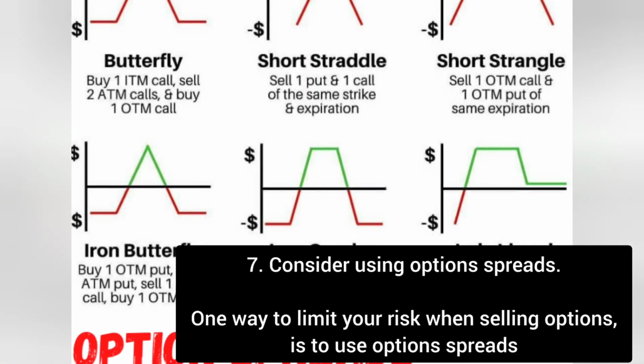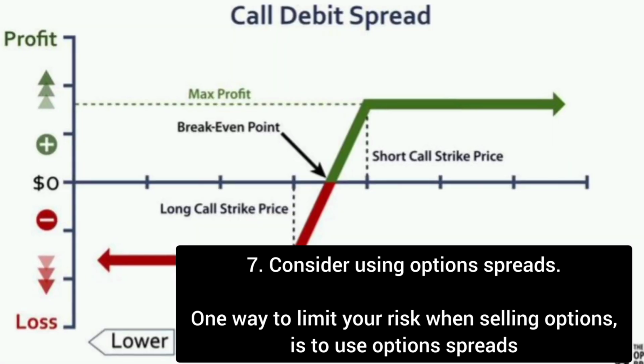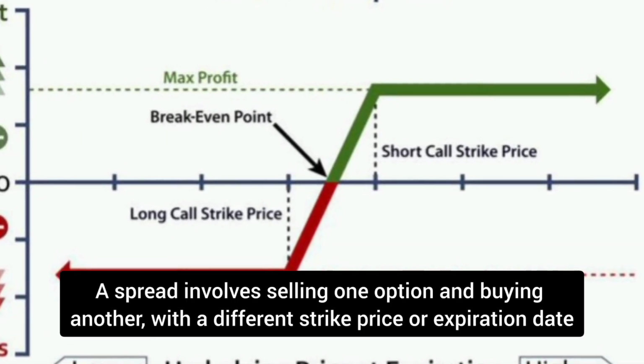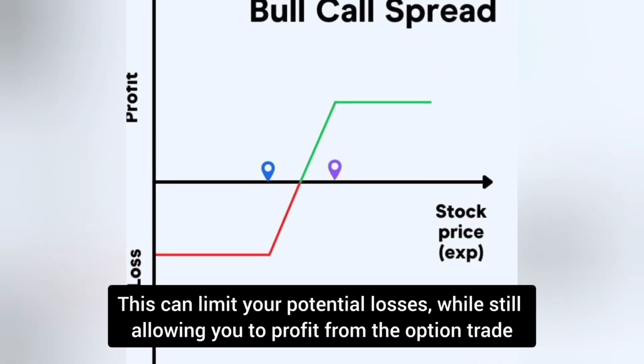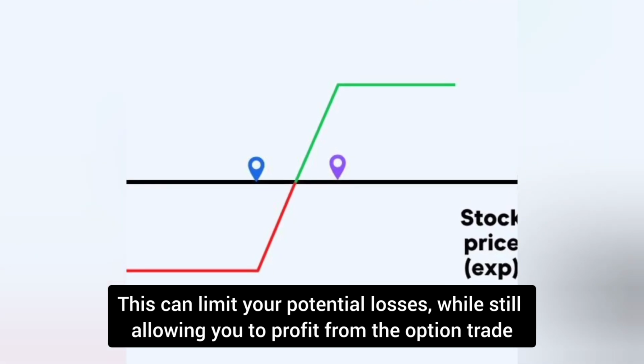7. Consider using option spreads. One way to limit your risk when selling options is to use option spreads. A spread involves selling one option and buying another, with a different strike price or expiration date. This can limit your potential losses, while still allowing you to profit from the option trade.